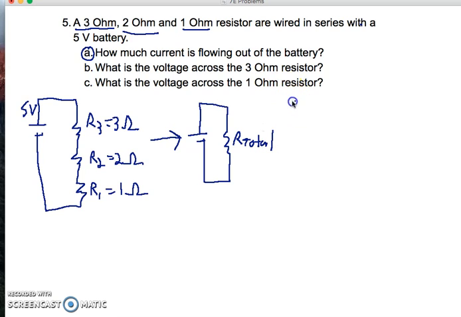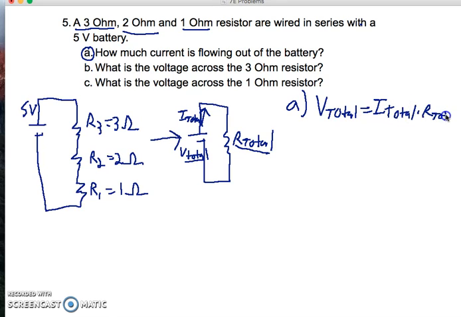Now we apply Ohm's law here to figure out the current flowing out of the battery, which is going to be I total. V total is the voltage supplied by the battery, and R total is a combination of the resistors. So remember Ohm's law applied to the simplified circuit: V total is equal to I total times R total. We know the total voltage, that's just the voltage the battery supplies. We know the total resistance, or we can calculate it. So that's how we can get the total current.